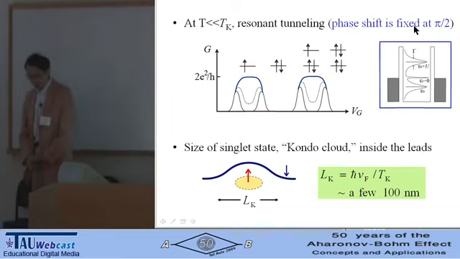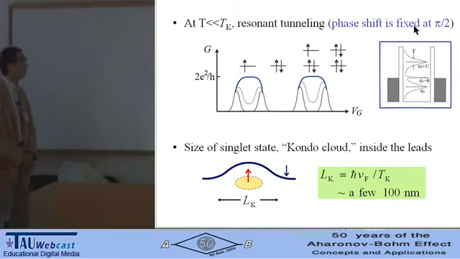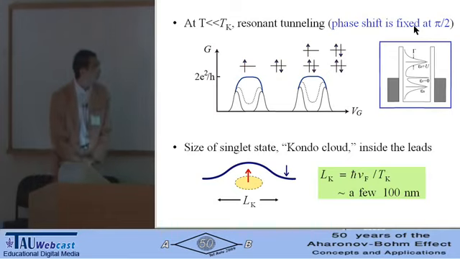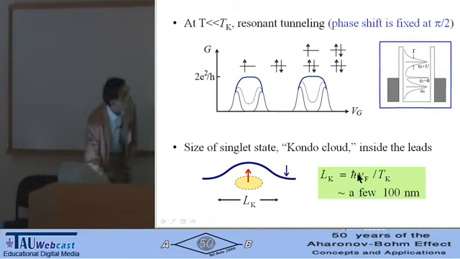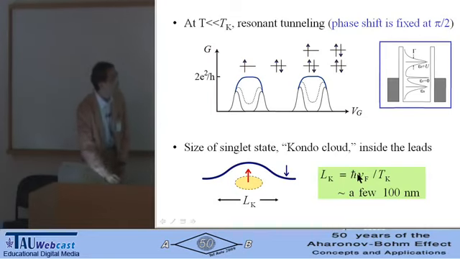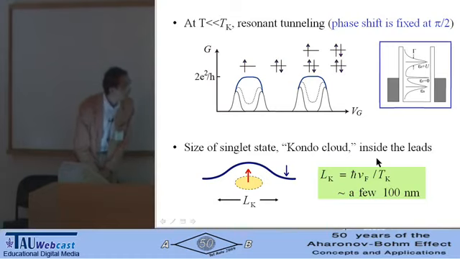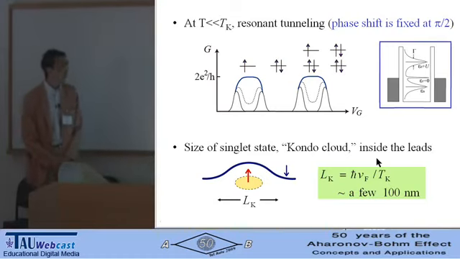And size of the singlet state, so-called Kondo cloud, is given by this equation, Fermi velocity divided by Kondo temperature. So it's very large, a few hundred nanometer inside the lead.